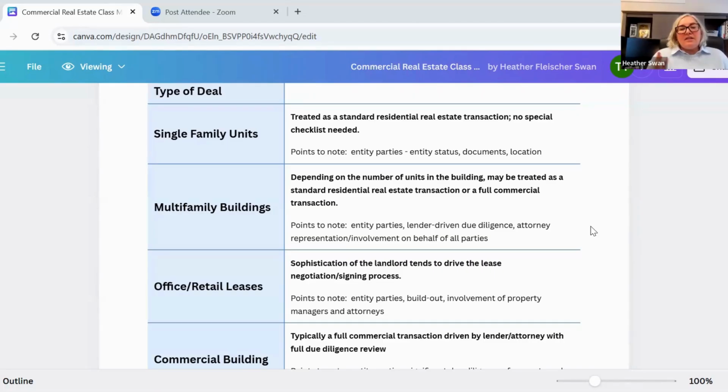And then to start the transaction, right, to make the offer, you're going to write a letter of intent. That letter of intent is non-binding. So it may look like a contract and taste like a contract, but it is not a contract. It is a non-binding agreement between the parties as to what the terms of the contract are going to be.